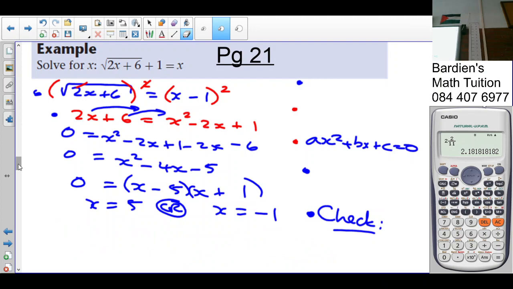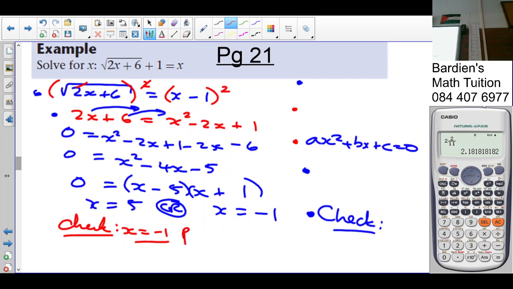Let's check for the other one. Now we're going to check for x is equal to minus 1. What's going to happen to the left hand side? So whenever we see an x, you put a negative 1. So it's the square root of 2 times negative 1 plus 6 plus 1. What is 2 times negative 1? Negative 2. Plus 6, 4. Square root of 4, 2. 2 plus 1, 3. You all agree with that? Check again. 4, 2 is correct.